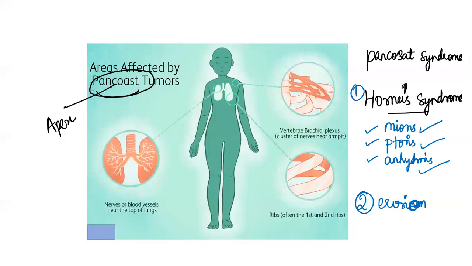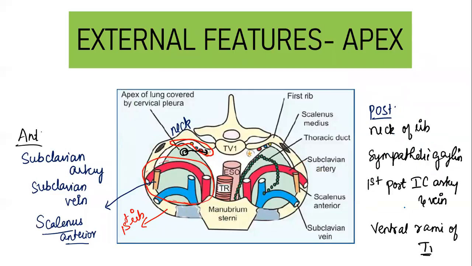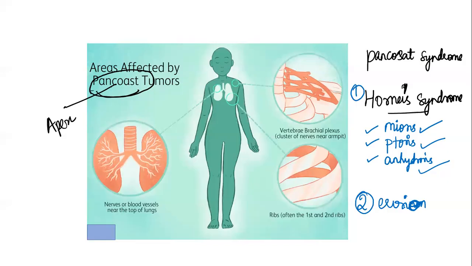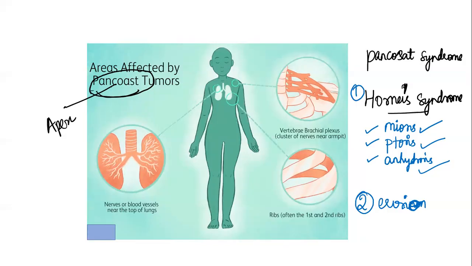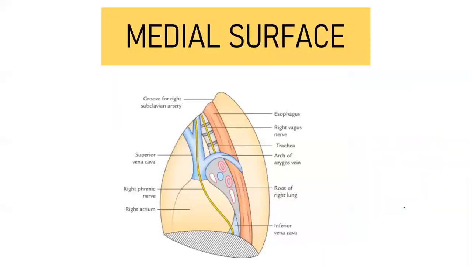If you want to understand this Pancoast tumor, you have to know the normal relations of the apex of the lung. That is when you'll be able to understand Pancoast tumor. Very simple.